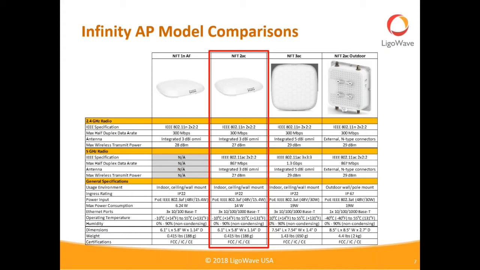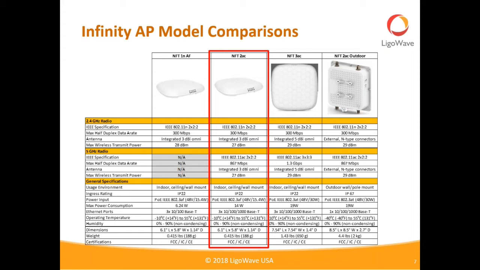We have 4 main models of APs in this series. There are actually a couple more, but these are the 4 key models. We have a single stream 802.11n 2.4, a dual stream 2x2, that's the NFT2AC, which is what we're going to dive into next. We also have a 3-stream version of that AP. And we have an outdoor version of the NFT2AC, which is in an IP67 housing with external antennas.